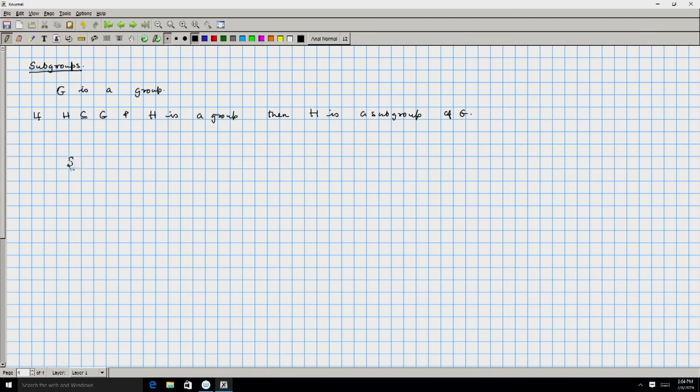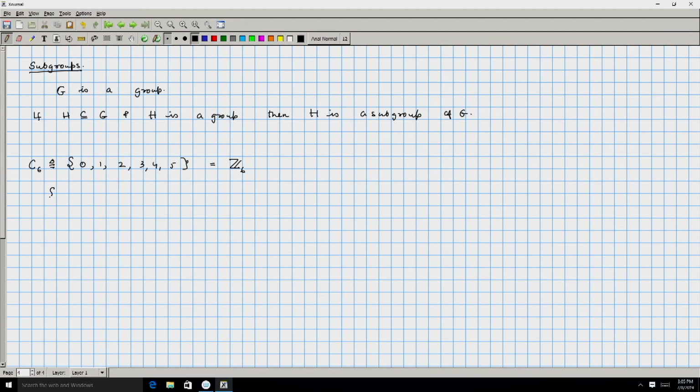Okay. So, for example, if you consider say 0, 1, 2, 3, 4, 5. Okay, this is C6, the cyclic group of order 6, or we can also think of this as Z6, it is the additive group. Okay. This is a group.